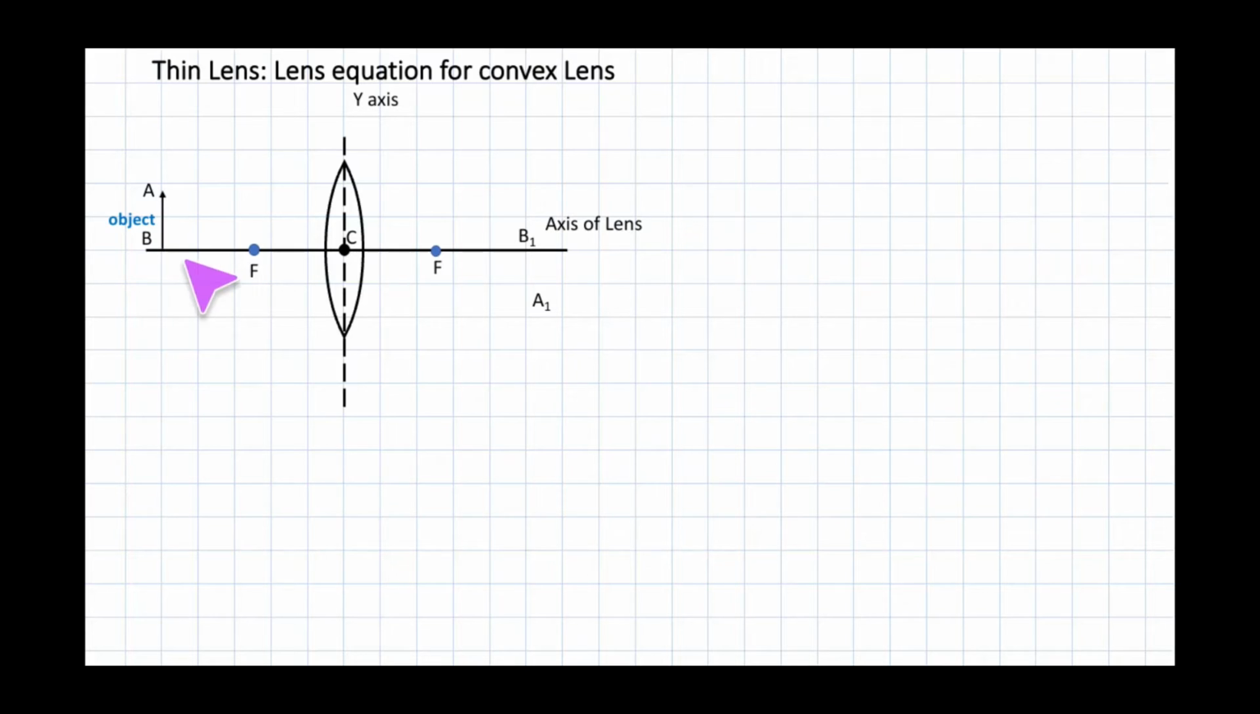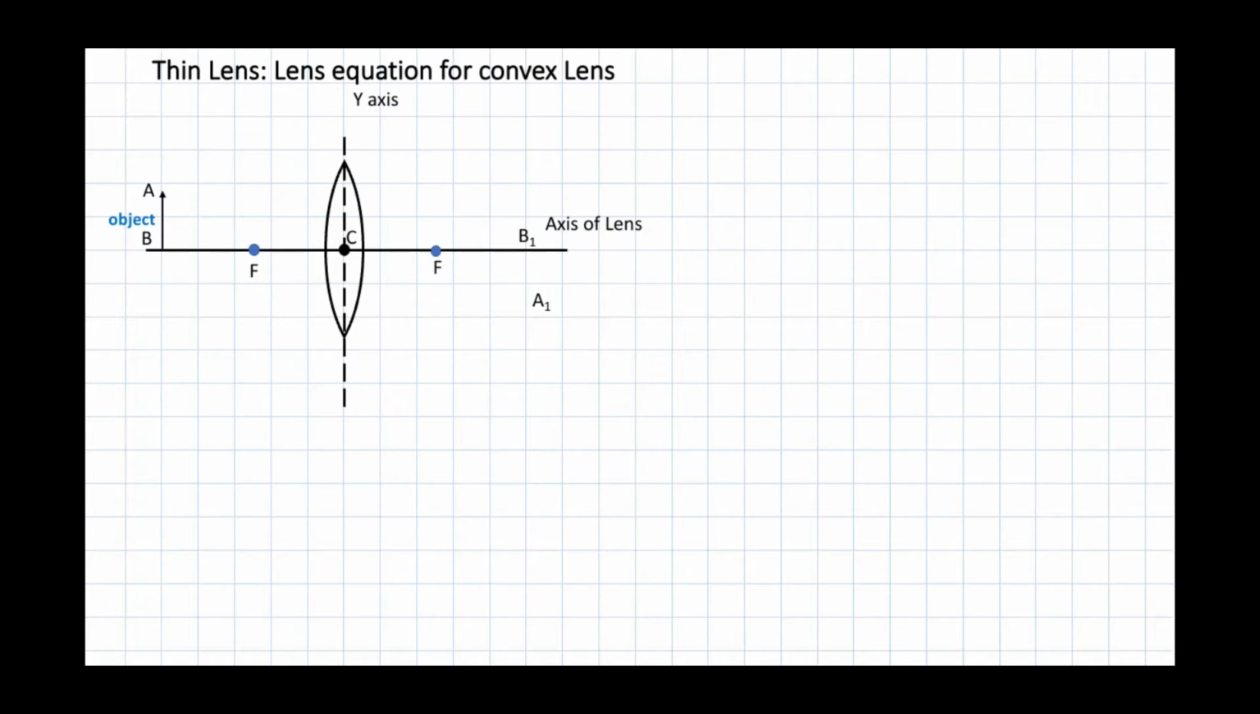So see here, this is an object, that is AB. From the figure it is clear that this is optical center. So we can say that is 1, 2, 3, 4 and 5. It is at 5 centimeters distance to the left. So obviously the distance between C to B is object distance u.